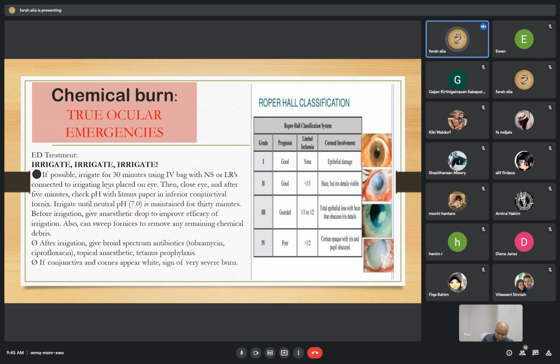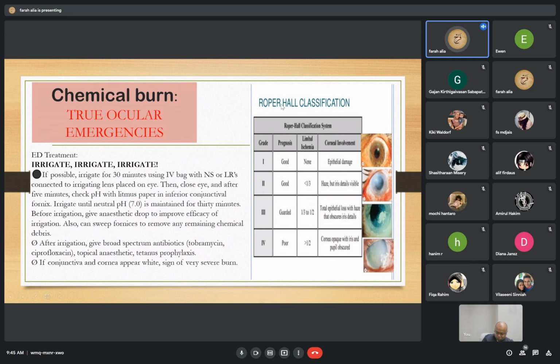So before irrigation, as the eye is very painful, we have to give the patient anesthetic drop to improve the efficacy of the irrigation. And sweep any fornices to remove remaining chemical debris. So after irrigation, we can give the patient broad spectrum antibiotic such as tobramycin or ciprofloxacin. If we see conjunctiva and cornea appear white, it is a sign of severe burn.